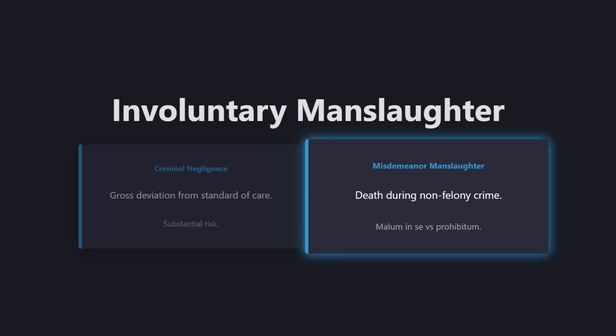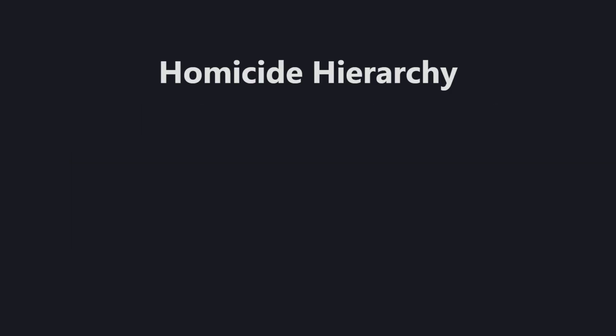Misdemeanor manslaughter applies when a death occurs during the commission of a non-felony crime. The death must be proximately caused by the unlawful act. The misdemeanor must be malum in se, meaning inherently wrong. If the misdemeanor is malum prohibitum, it must involve a foreseeable risk of death.